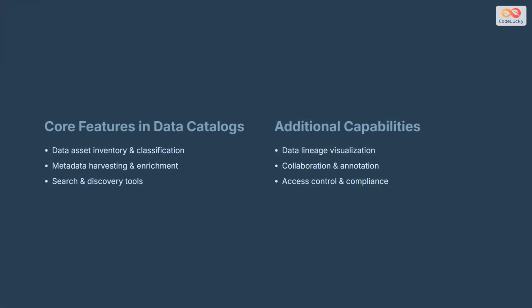Data catalogs have core features like data asset inventory and classification, metadata harvesting and enrichment, and search and discovery tools. In addition to these, data catalogs have additional capabilities like data lineage visualization, collaboration and annotation features, and access control and compliance.